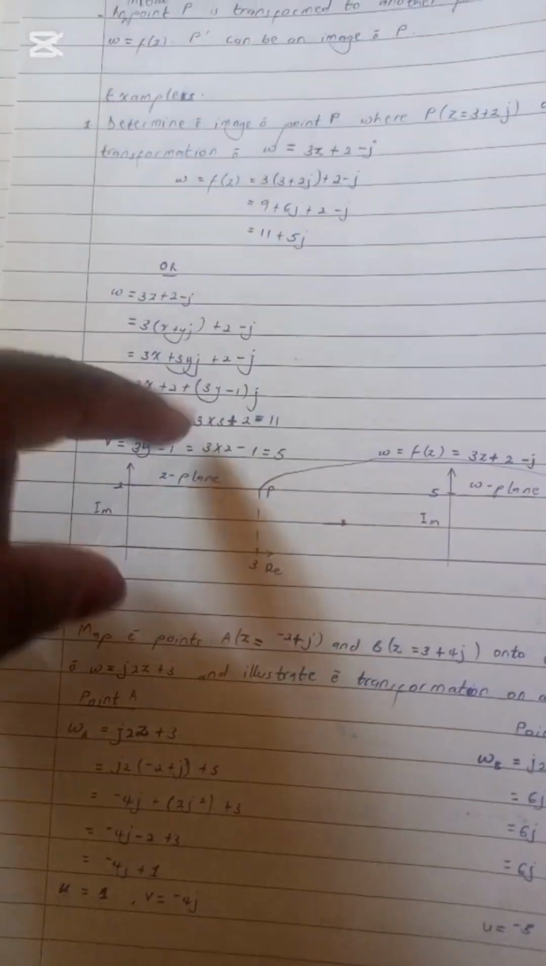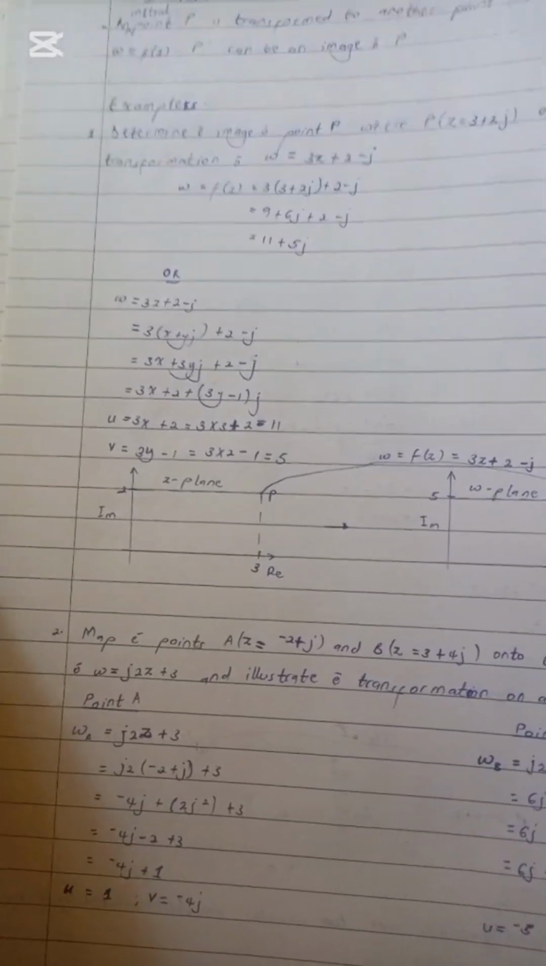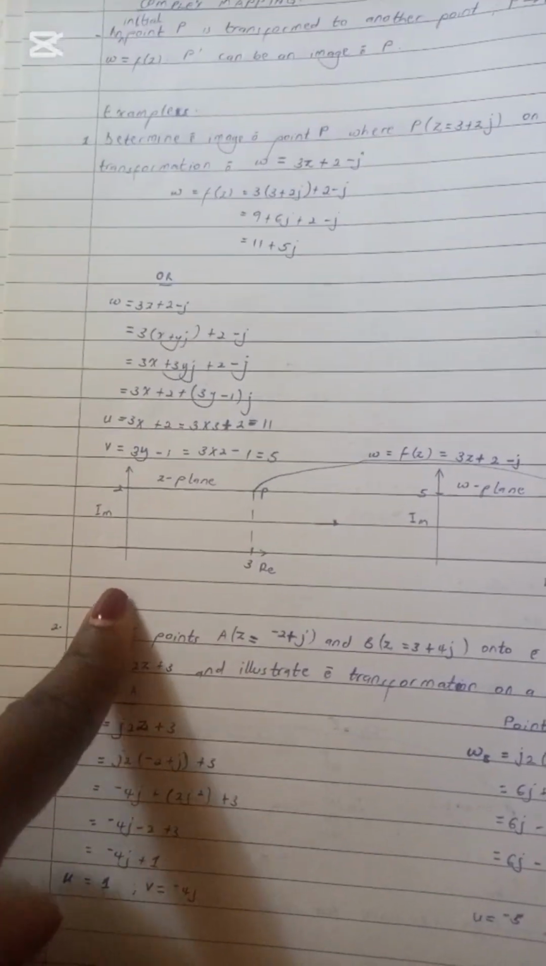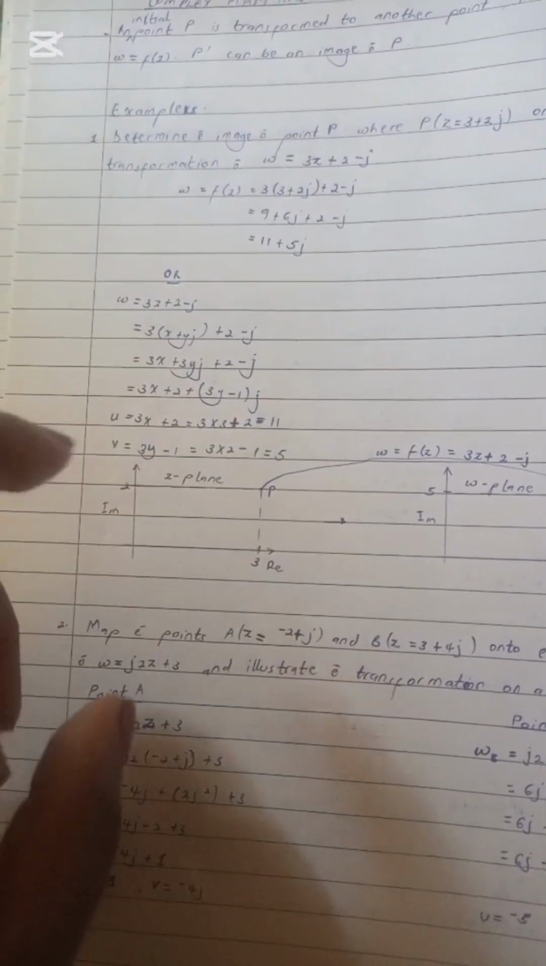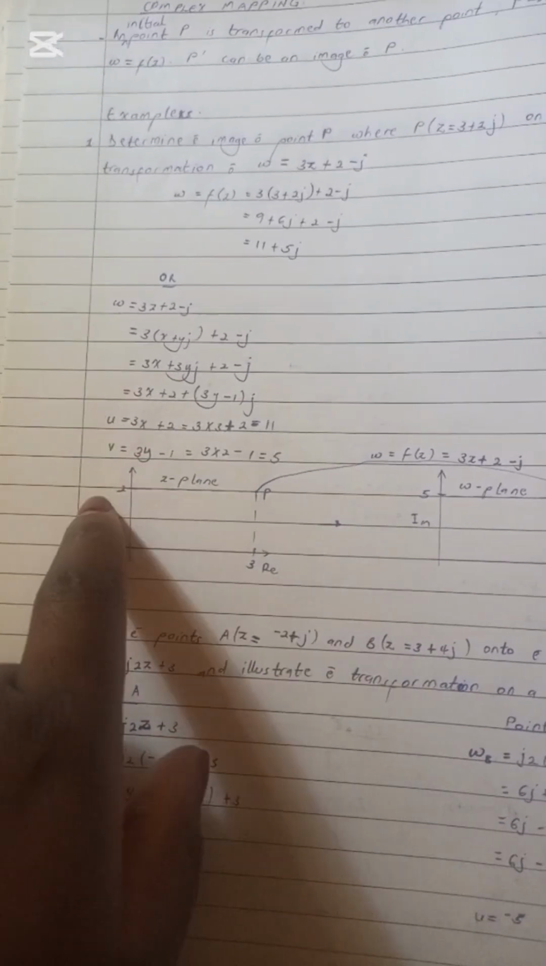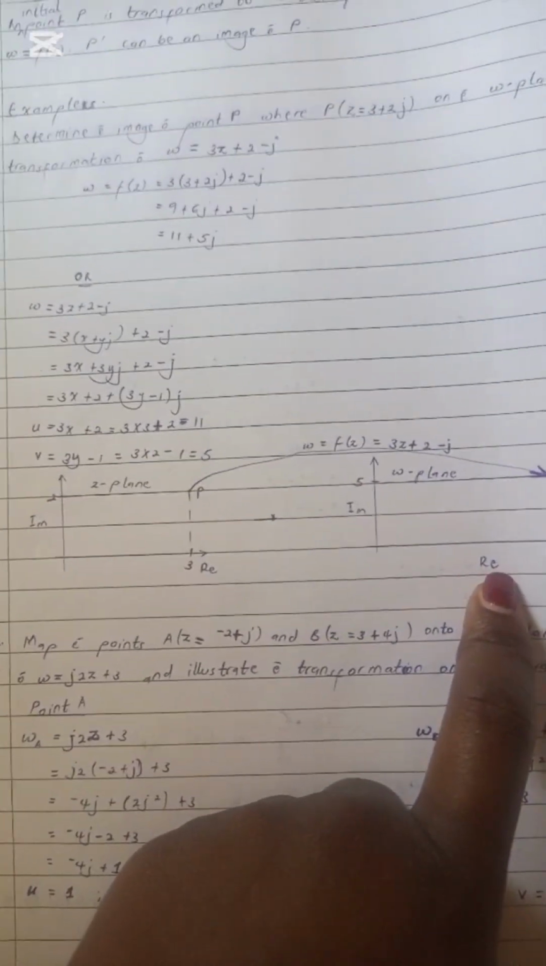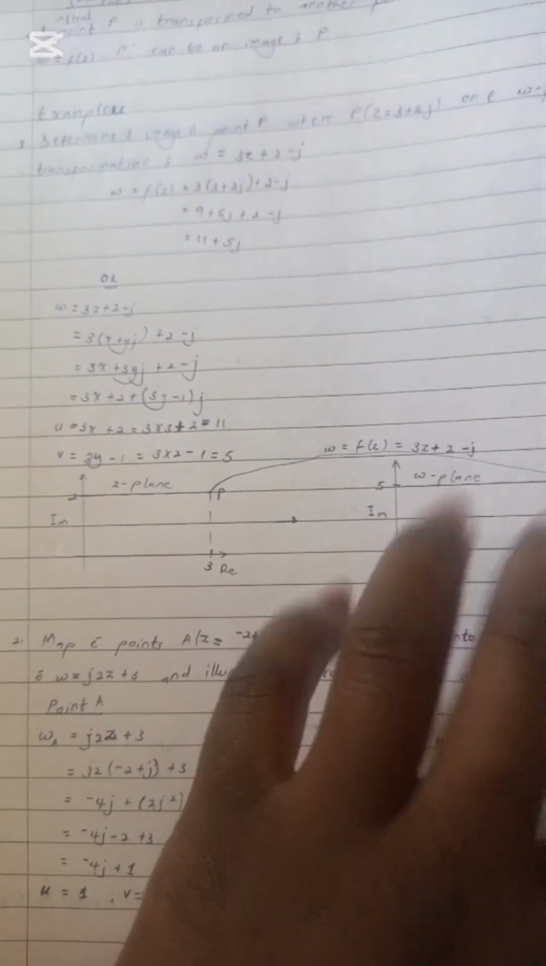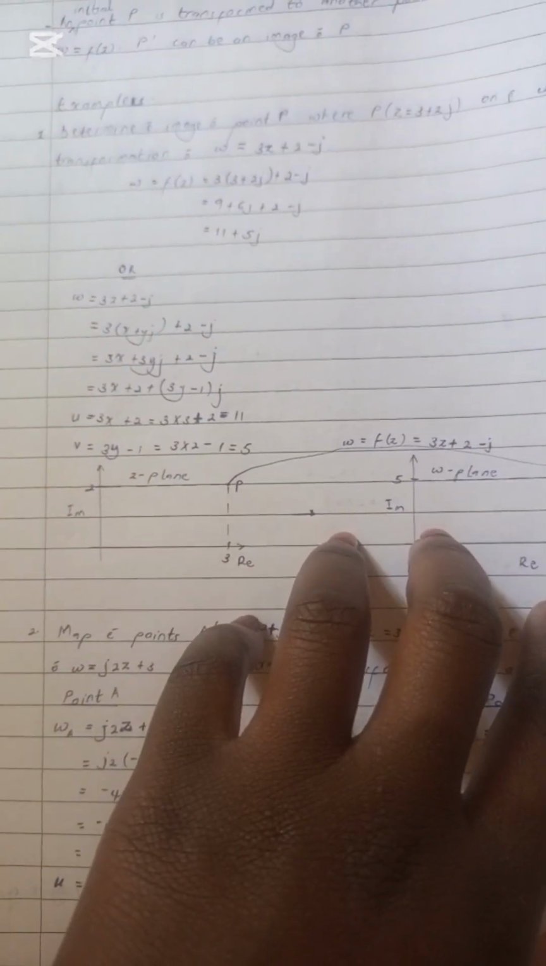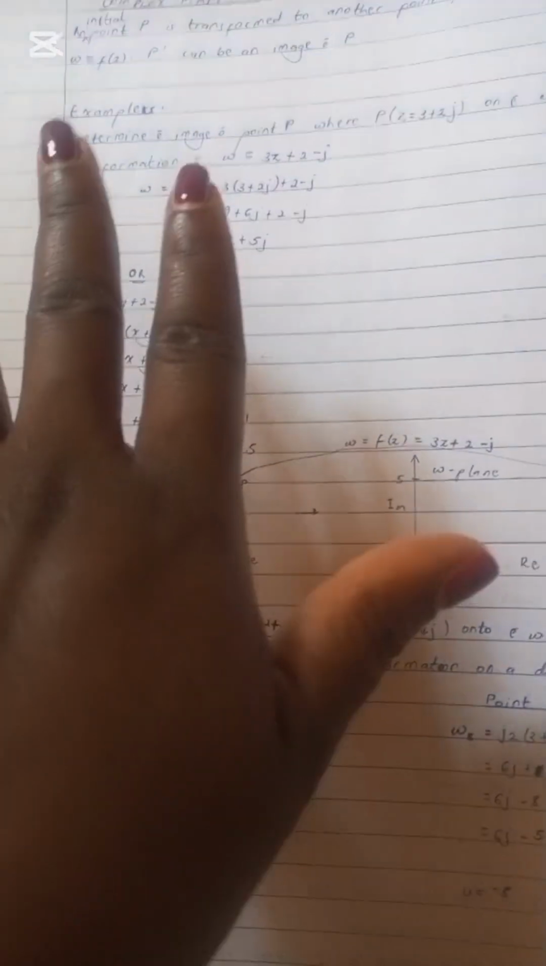I've tried to write it. I hope you can understand it. Then you plot the values of the imaginary part and the real part on the Z plane, and you transform it onto the W plane. Endeavor to use graph paper for this. It's better with graph paper. I just wrote this in a book.